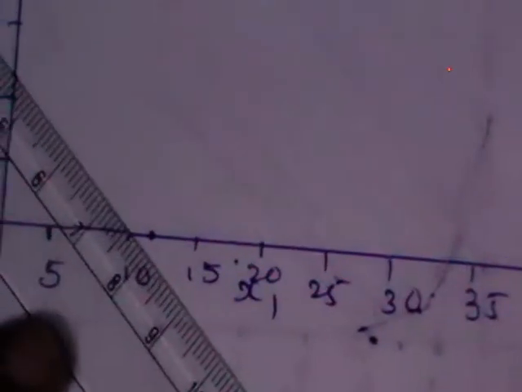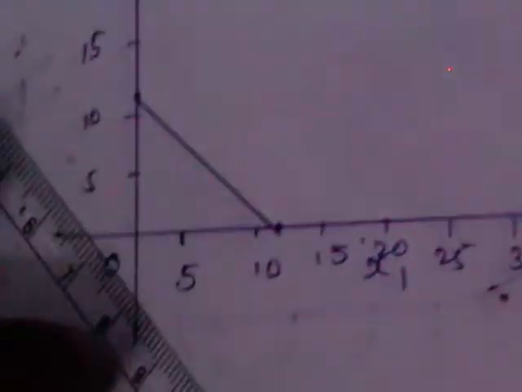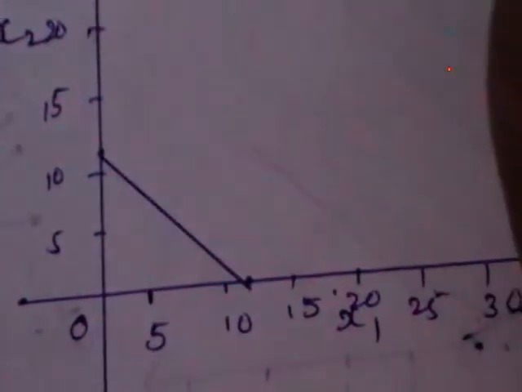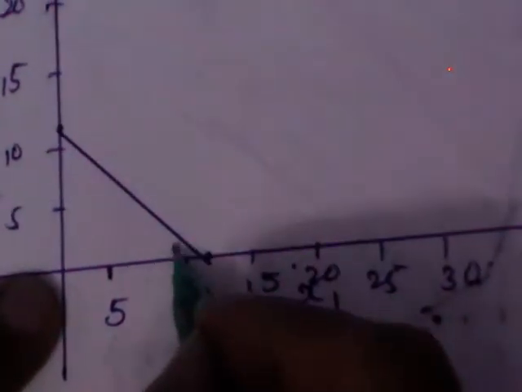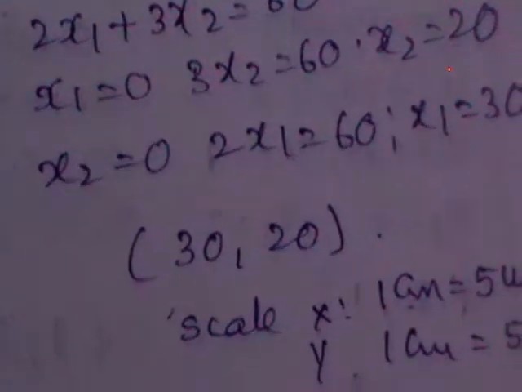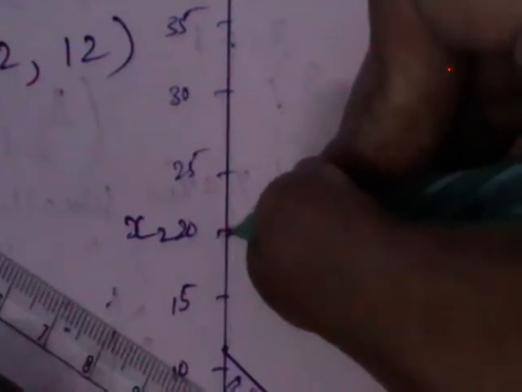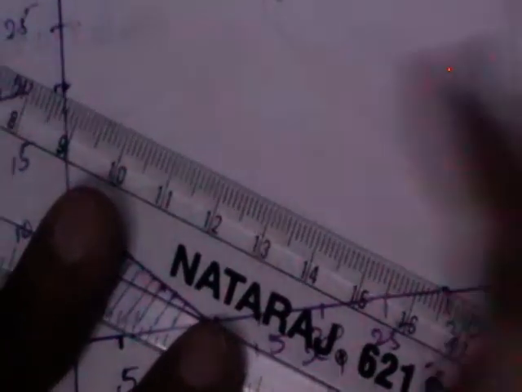Let us join these two to represent the first constraint. This is the first constraint. So what is the nature of this constraint? It is of less than or equal to type. I think you need to shade the area towards the origin. Okay, what is the second constraint? What is the ordered pair here? 30, 20. So here you need to locate 30 and here 20. Now join these two to represent the second constraint.